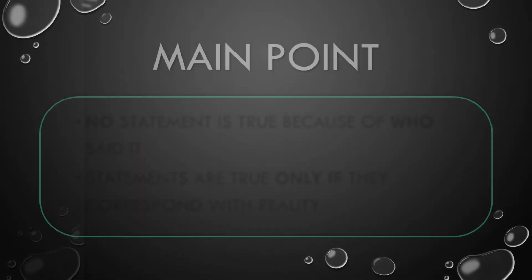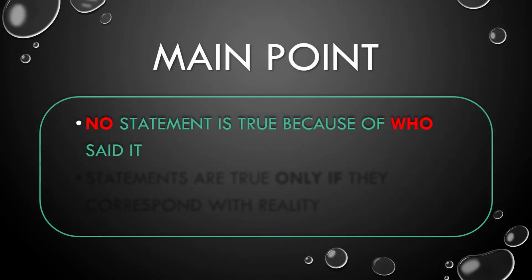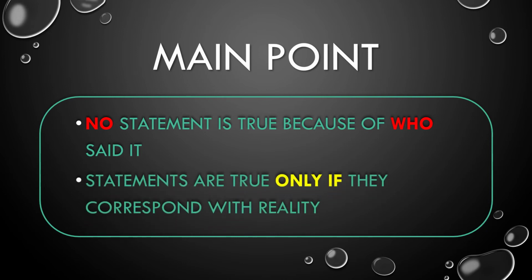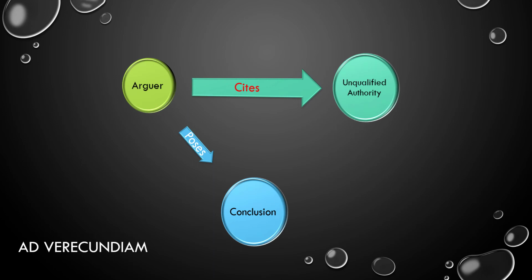The main point of all of this is that no statement is true because of who said it. Statements are only true if they correspond with reality. If we're going to schematize it, it looks a little bit like this, which is hopefully familiar to you. The argument is going to cite an unqualified authority, and they're going to pose their conclusion, and you're just expected to go along with the conclusion based on the name or authority. So check out this little video clip that I think illustrates this fallacy perfectly.